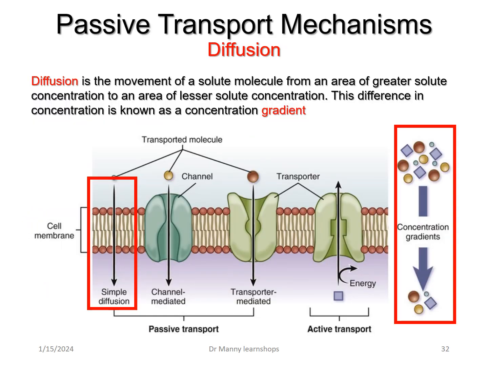When we look at passive transport mechanisms, diffusion is probably the most common. Diffusion is the movement of a solute molecule from an area of greater solute concentration to an area of lesser solute concentration. The difference in concentration is known as a concentration gradient. And it moves from high to low through a semi-permeable membrane.